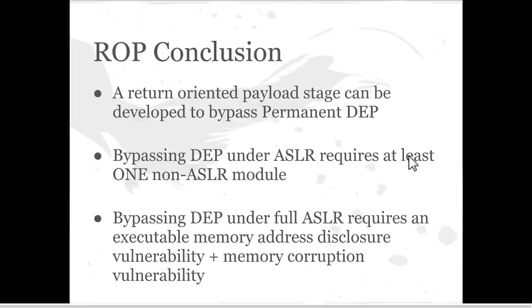So in conclusion, ROP is very commonly used to perform a preliminary stage in an exploit to disable or bypass DEP, and then to execute a more traditional payload. Bypassing DEP under ASLR requires at least one module that is not opted in to ASLR. Bypassing DEP under full ASLR, in other words, every DLL is compiled with ASLR and DEP, effectively requires utilizing some memory address disclosure vulnerability as well as a memory corruption vulnerability. So it raises the stakes, but it doesn't make it impossible.